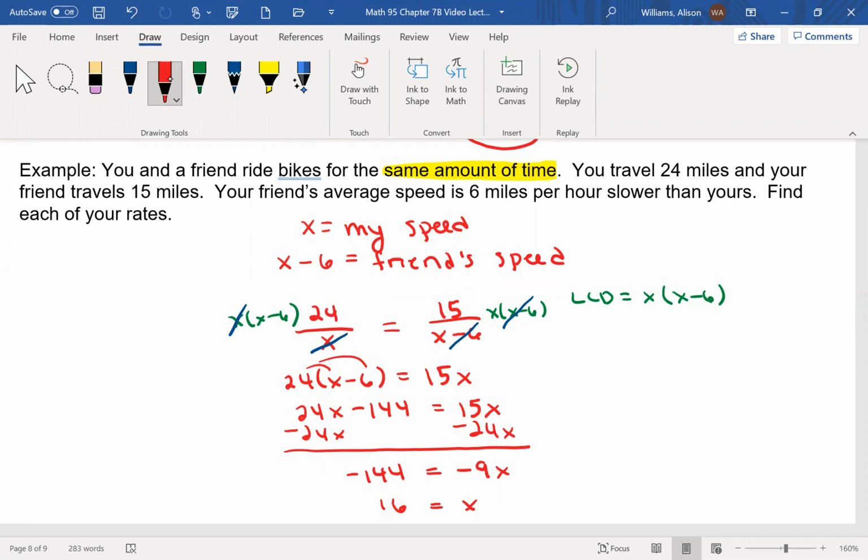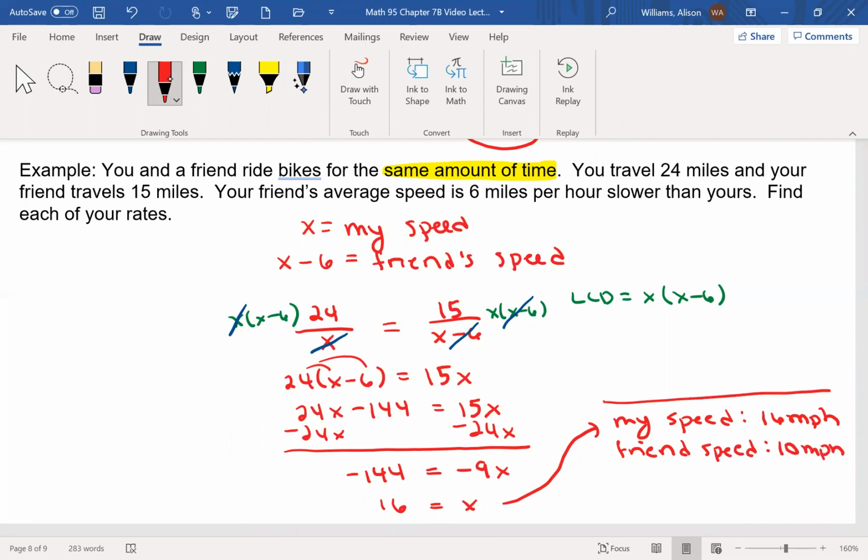So in miles per hour, that means that my speed is 16 miles per hour. I'm assuming obviously miles per hour since we're talking about miles per hour. And then my friend's speed is 6 miles per hour slower, so they're going 10 miles per hour. And that would be the answer.